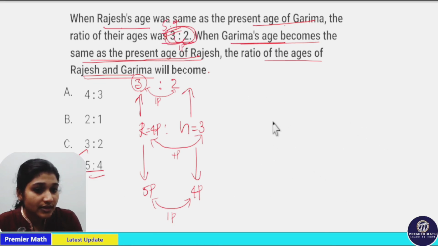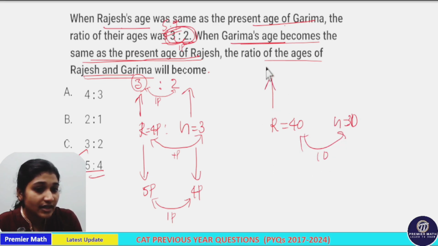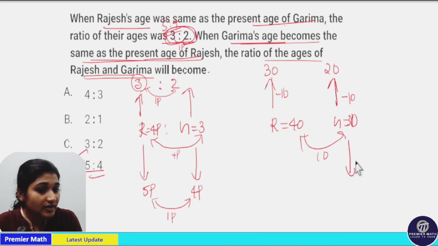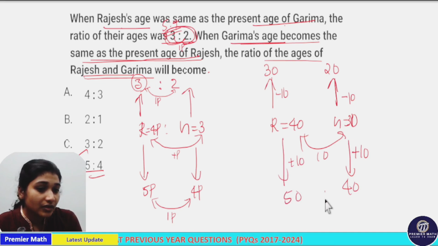Now, if you have doubt, consider Rajesh's age as 40 and Garima's age as 30. Now, difference between them is 10 always. Now, when Rajesh's age was Garima's age, that is 30 years, then Garima's age will become 30 minus 10. Here also 40 minus 10 is 30. Then, when Garima's age becomes Rajesh's age, that is 30 plus 10, 40. When Garima's age becomes 40, then Rajesh's age becomes 50. So 5:4 is the ratio. So this is the concept of this question.